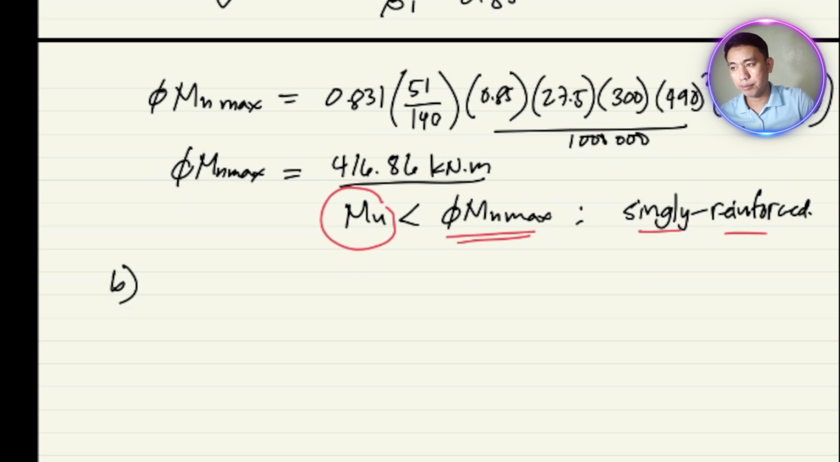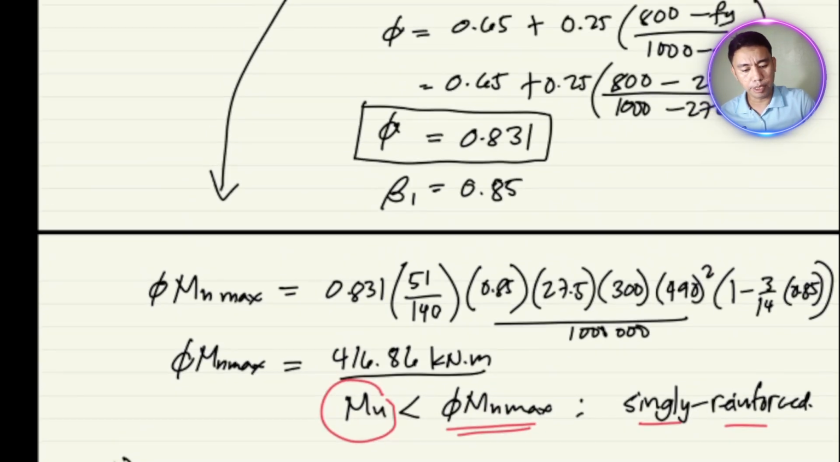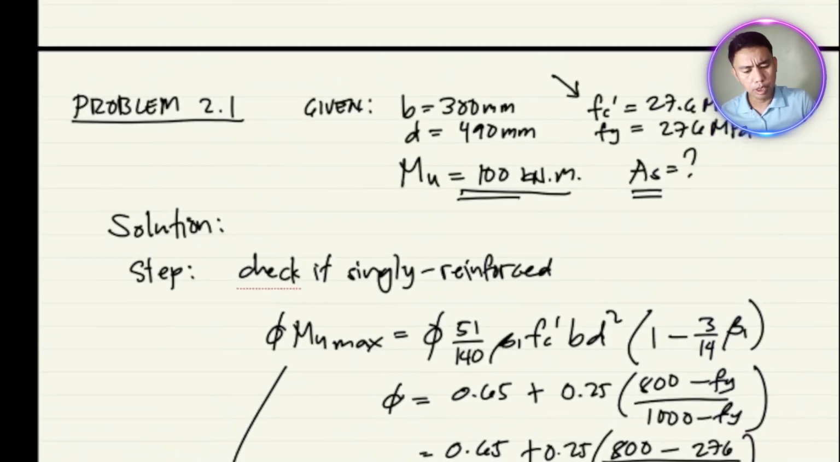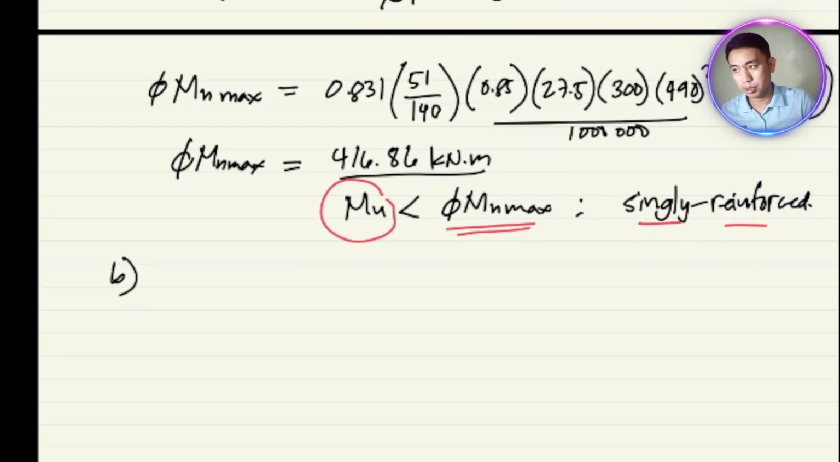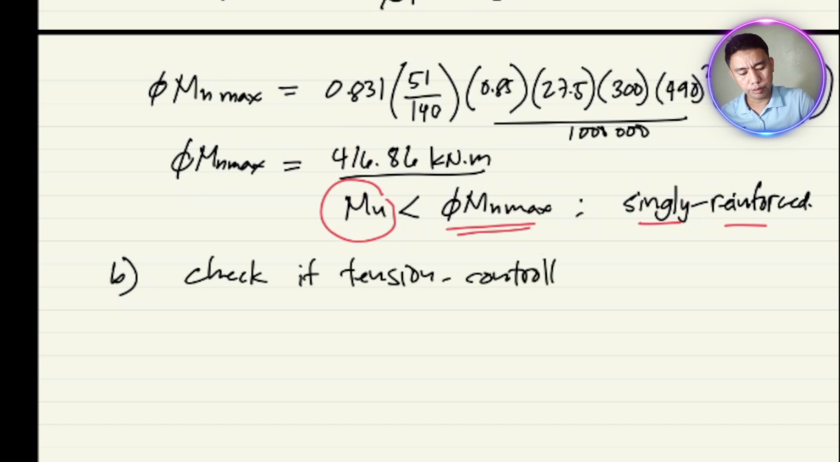So the first step in determining the area AS is, let's check first if it is tension control. We always start with tension control. Okay, so I'll just write here, check if tension control.